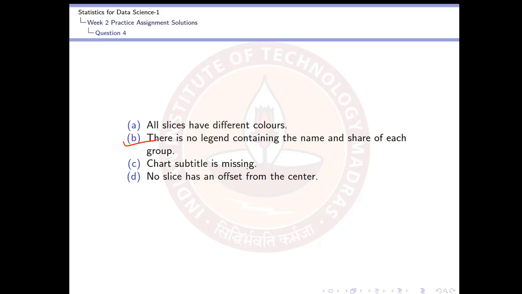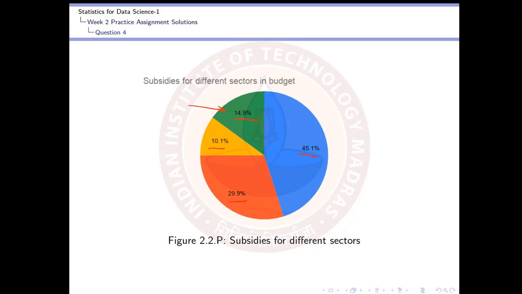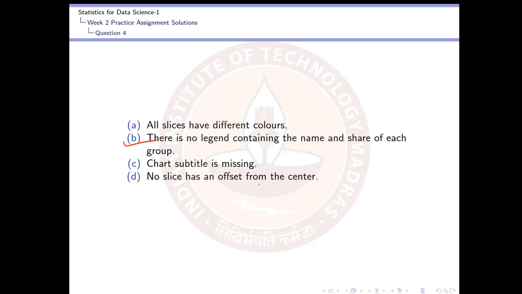Chart subtitles missing? There is no subtitle missing. We have titles here. We have subtitles here. So subtitles are not missing, and no slice has offset from the center. That is not a problem. So the right answer is B. Graph doesn't contain legends. Let's move to the fifth question.